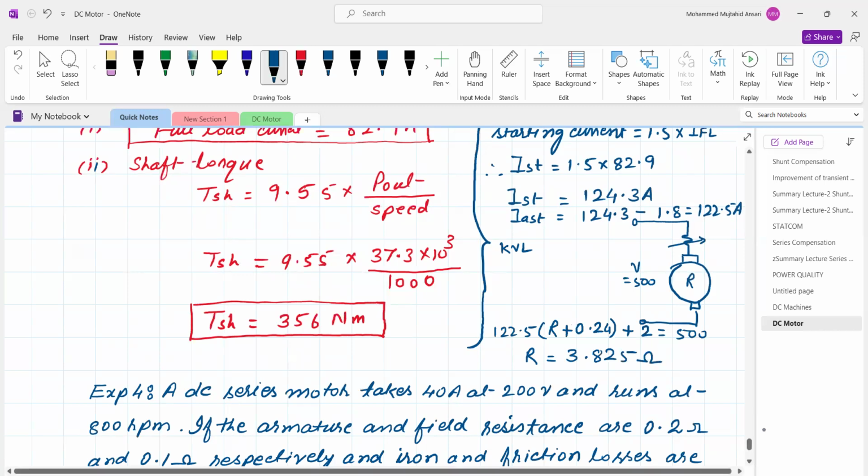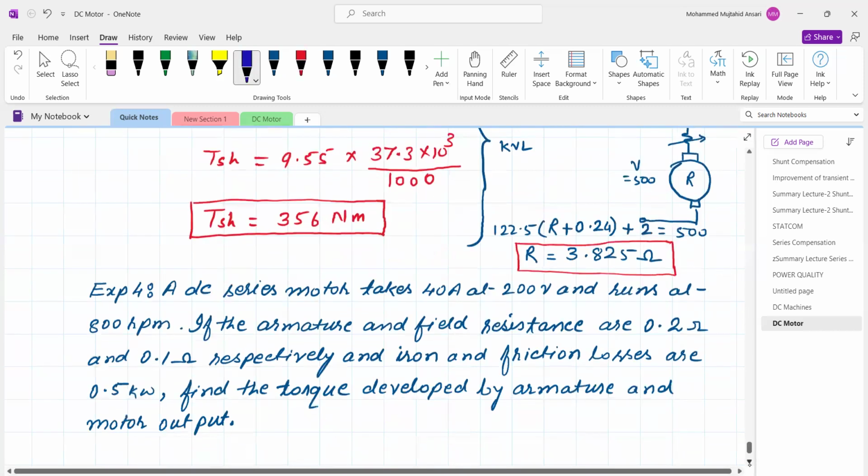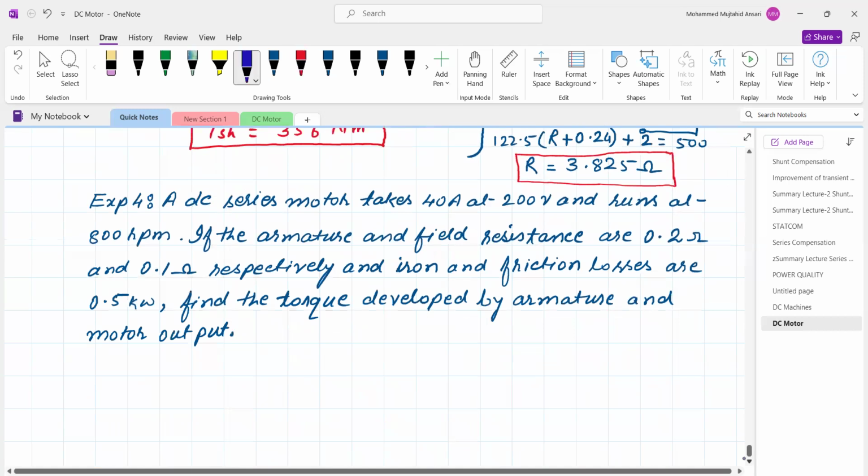So this much resistance must be added in series with the armature circuit to limit the starting current to 1.5 times the full load current. So this is the second example. Now we'll see the third example, a DC series motor.